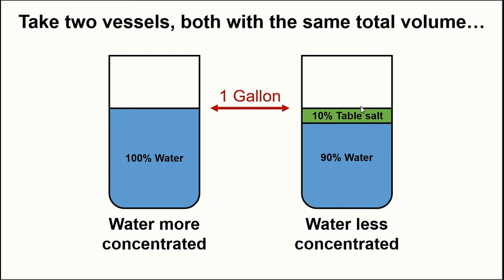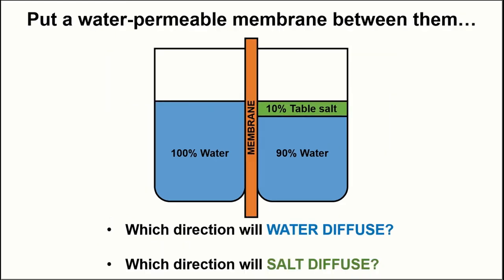So what we see here is that the concentration of water is much less in this vessel on the right, and there is a higher concentration of water in the vessel on the left here. So we've got our two vessels now, and we've established what's in all of them. Now let's simulate the fluid compartments in the body, or at least the movement of water between fluid compartments in the body, by taking a simple membrane and placing that membrane between these two vessels.